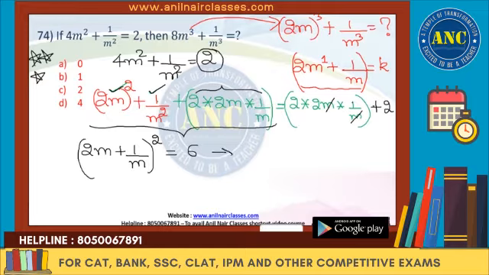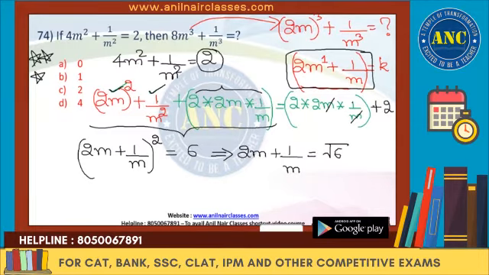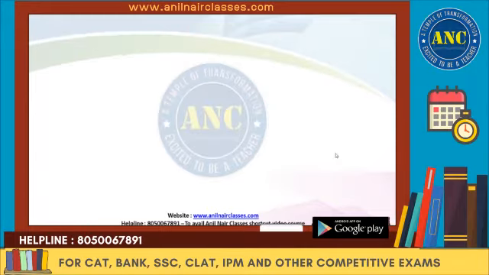But I don't want 2m plus 1 by m whole square. What I require is 2m plus 1 by m only. That means 2m plus 1 by m is nothing but, if I shift the square to the right hand side, it becomes square root. It is nothing but square root of 6. Now it is very, very easy for you to solve it, sir. It is never a difficulty.